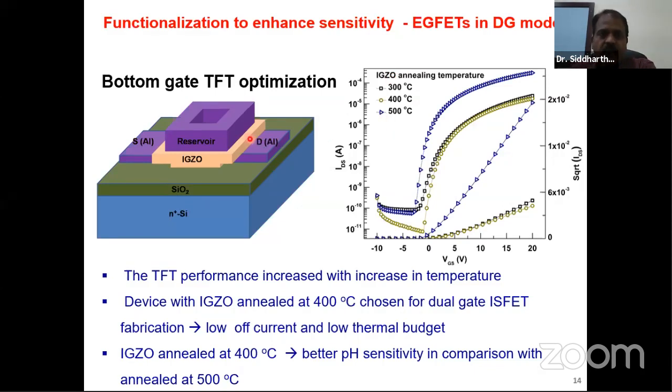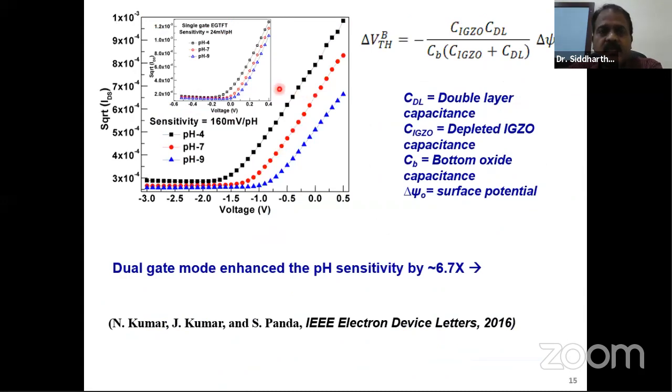So we took this semiconductor, which is IGZO. But there was a process optimization which had to be done: we had to optimize the right annealing temperature. I'm going to talk about this in a subsequent slide. What is the role of annealing? Because these process conditions become very critical. We found that 400 degrees Celsius was the optimum annealing condition. And then again, we measured the sensitivity. By changing the device architecture, the mode of measuring it, we found that it increased to 160 millivolt per pH.